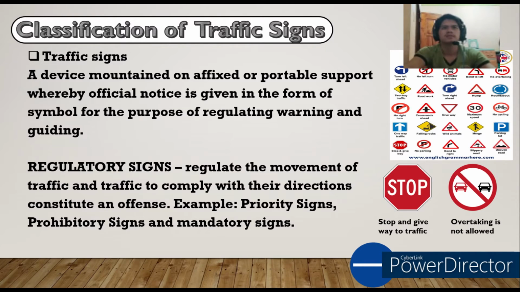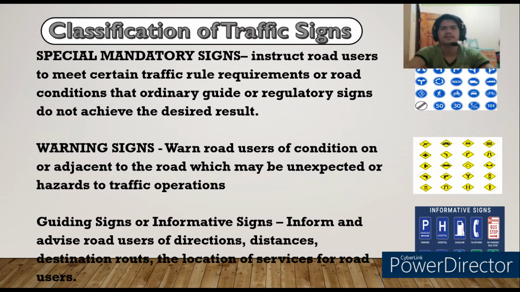The next is the special mandatory signs. Special mandatory signs instruct road users to meet certain traffic rule requirements or road conditions where ordinary guide or regulatory signs do not achieve the desired result. Examples of special mandatory signs are lane direction signs and movement instruction signs.